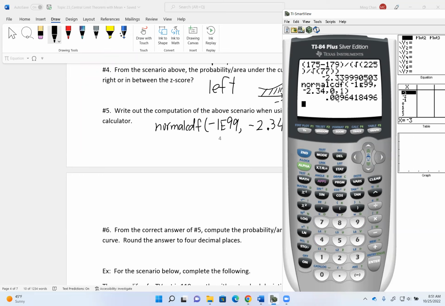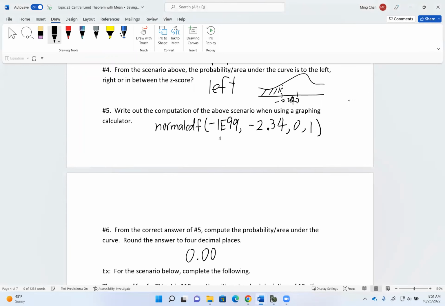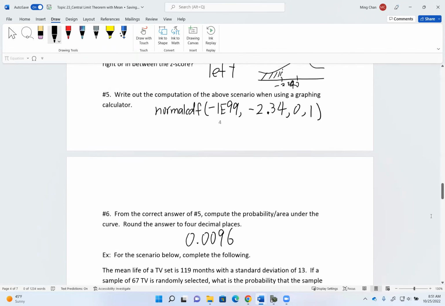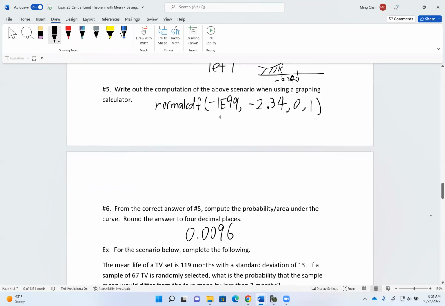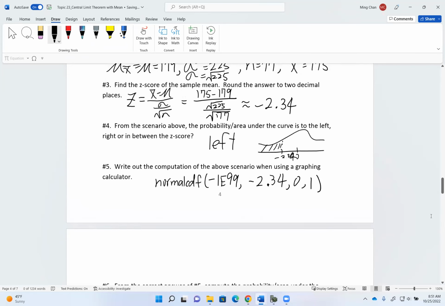Okay, about 0.0096 chance. That's not even 1%. That's actually 0.96%. Okay, the chance that happens is very unlikely. Alrighty.